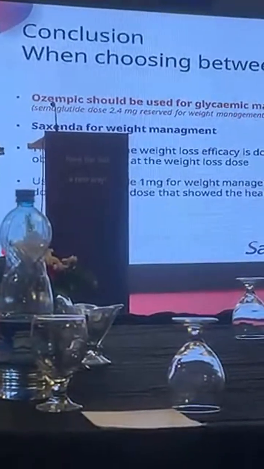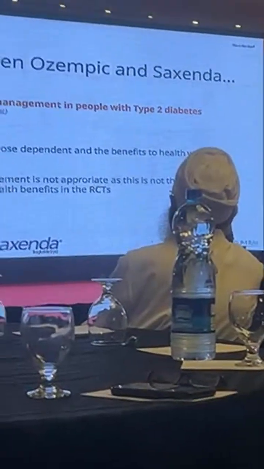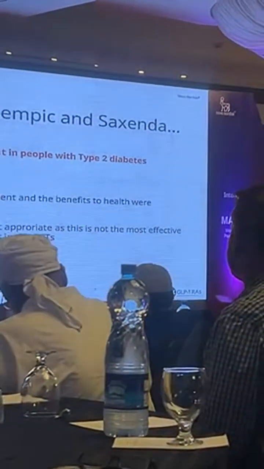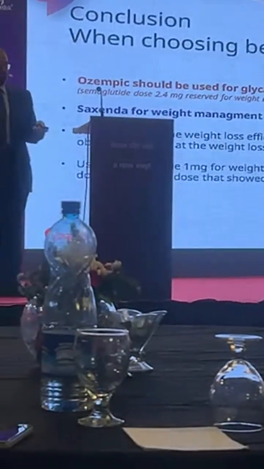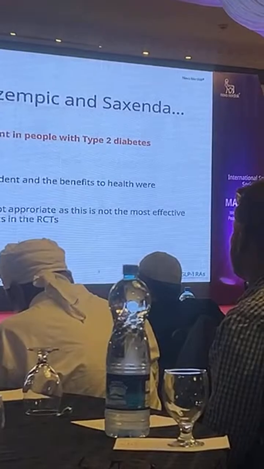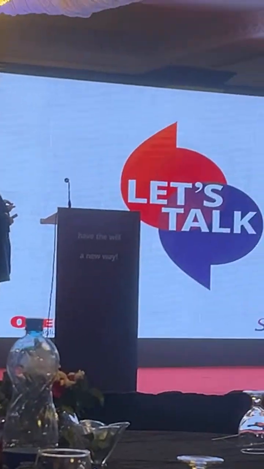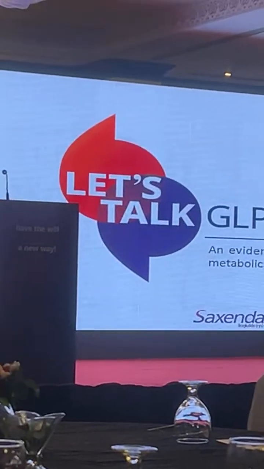Using semaglutide 1 milligram for weight management is not, in my view, appropriate because it's not the most effective dose for this disease. The effective dose is 2.4. And we don't know what the health benefits of 1 milligram are in people with obesity and without diabetes. We have evidence for diabetes, but not without diabetes. And with that, I'll say thank you very much for listening.